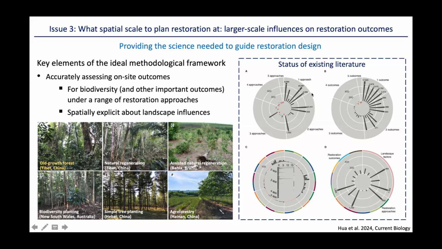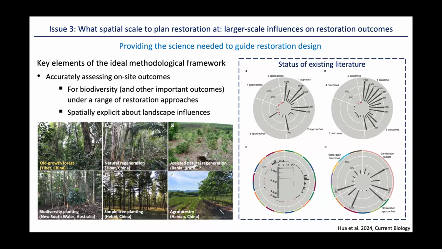What we found is that if we look at studies that have addressed one restoration approach, there seems to be a lot of studies. The literature is huge. For some restoration approaches, you can even have over 20,000 potentially relevant studies. But as we increase the number of approaches covered in a given study to 2, 3, 4, or 5, we see increasingly fewer studies, or smaller literature, that potentially addresses this topic.